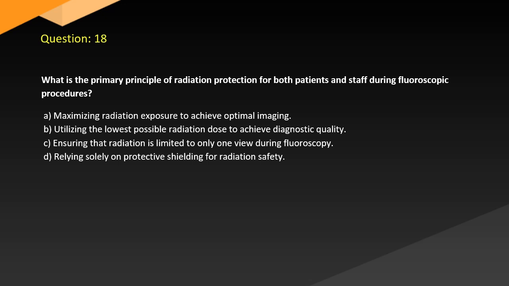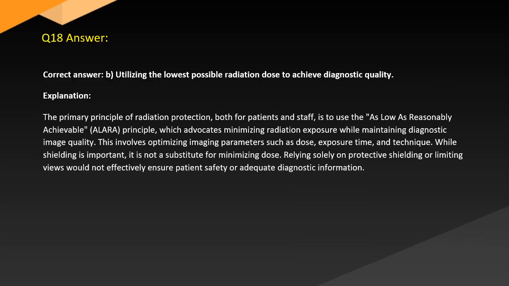Question 18. What is the primary principle of radiation protection for both patients and staff during fluoroscopic procedures? A. Maximizing radiation exposure to achieve optimal imaging. B. Utilizing the lowest possible radiation dose to achieve diagnostic quality. C. Ensuring that radiation is limited to only one view during fluoroscopy. D. Relying solely on protective shielding for radiation safety.